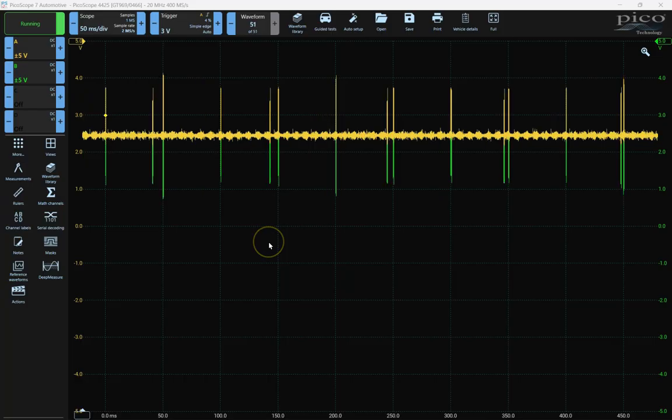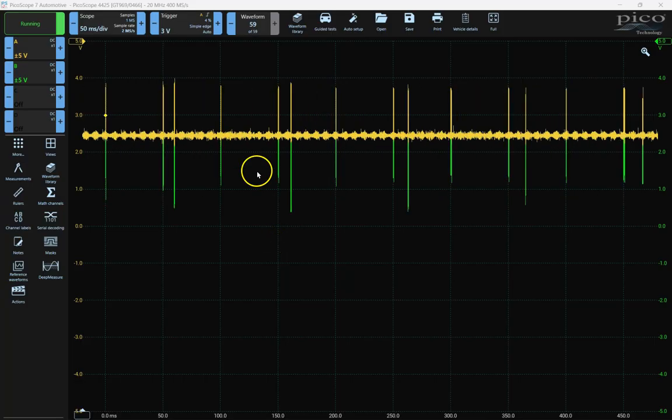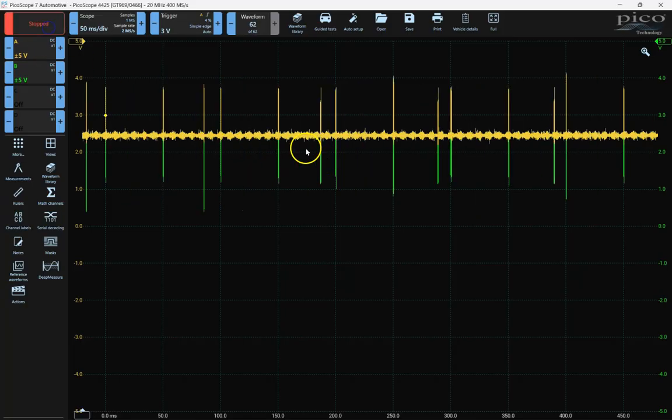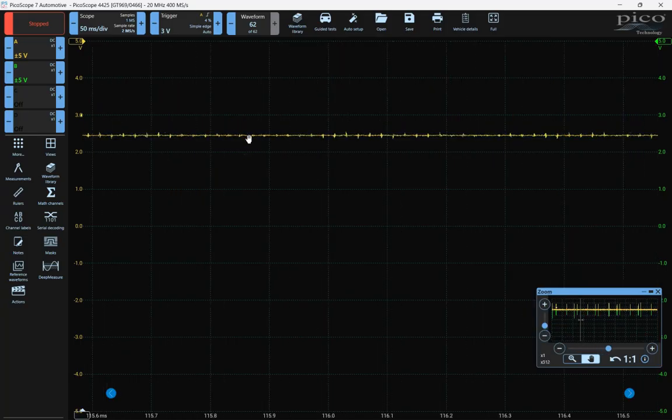So here I've got the oscilloscope hooked up to a very small CAN network that I have sitting on my desk. You'll probably notice, first off, I'll go ahead and pause. We'll take a look in. It looks like there's a lot of noise here, but if we zoom in on this, we're going to see that it really isn't that high of an amplitude.